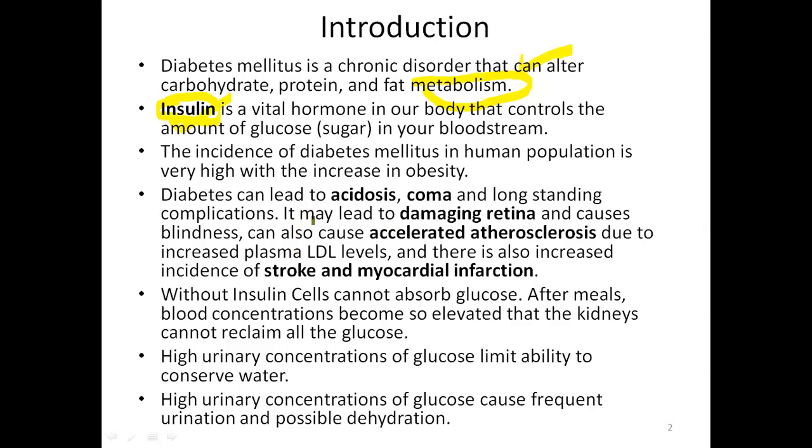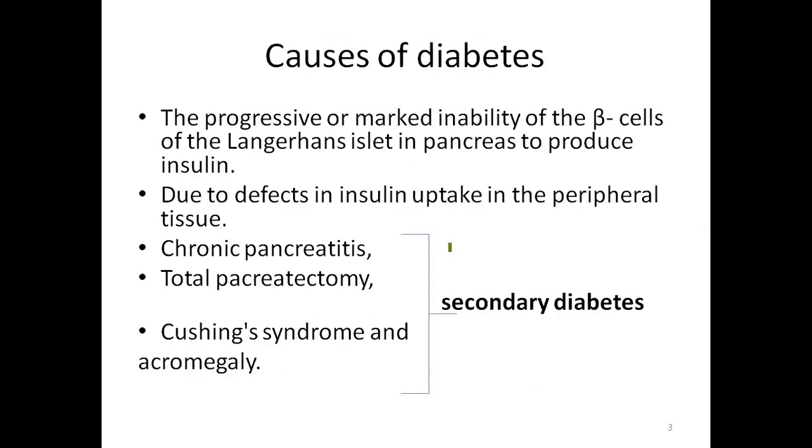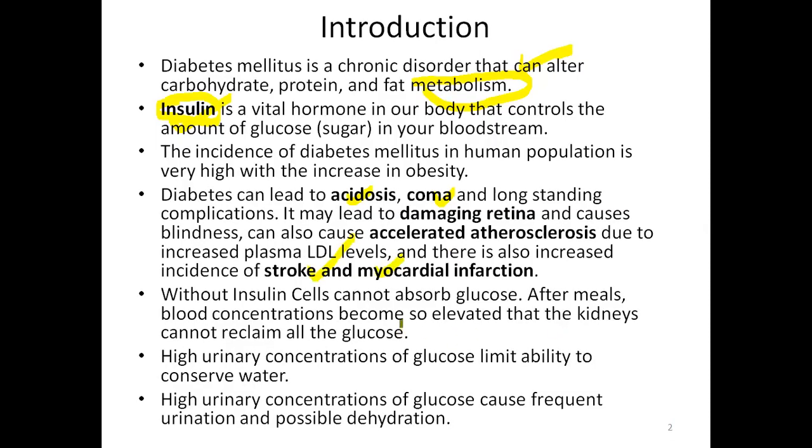Once a person is diagnosed with diabetes mellitus, he is going to face many problems like acidosis in the body. It may result in coma and lead to long-standing complications, sometimes blindness due to retinal damage, and accelerated atherosclerosis due to raised plasma LDL levels, and it may even result in stroke or myocardial infarction. These are some of the complications that I have listed here, which result from diabetes mellitus. So it is very important for us to understand this disease.